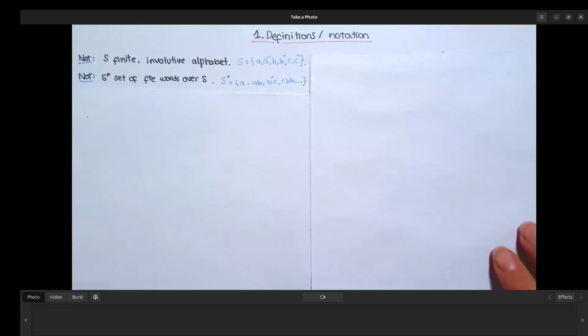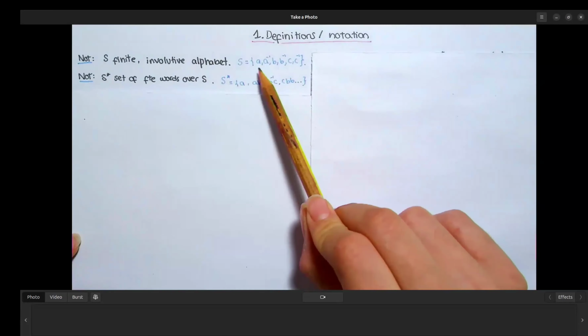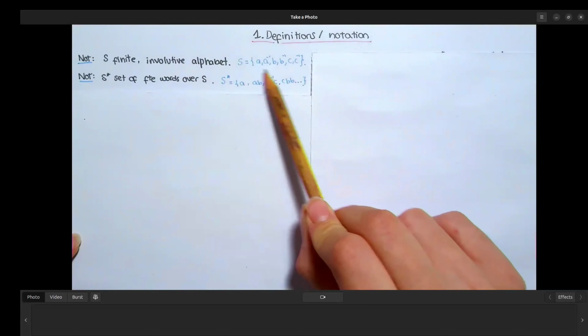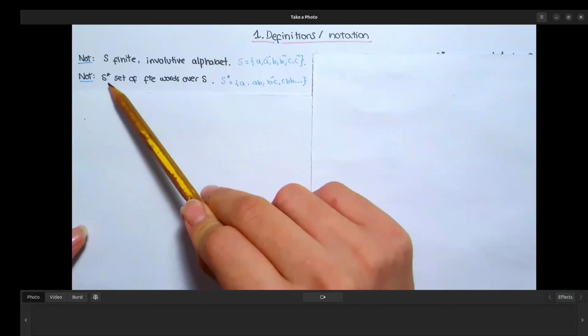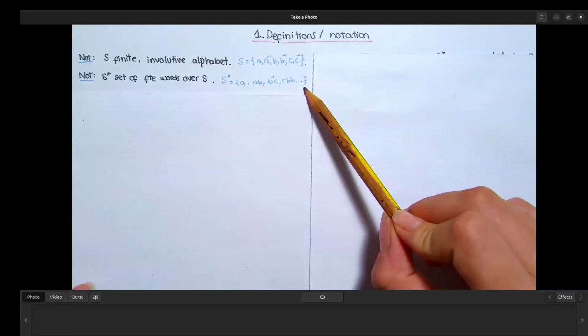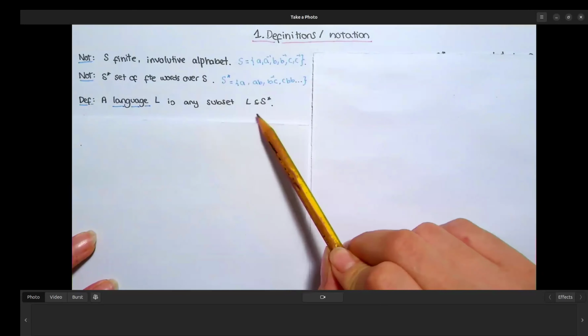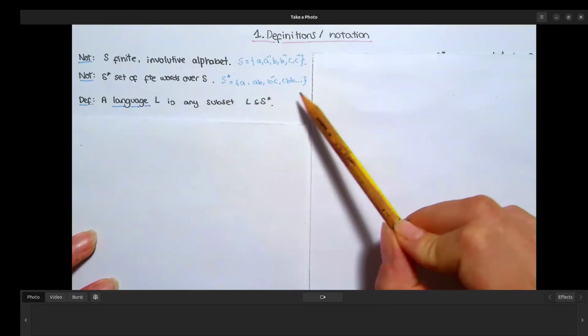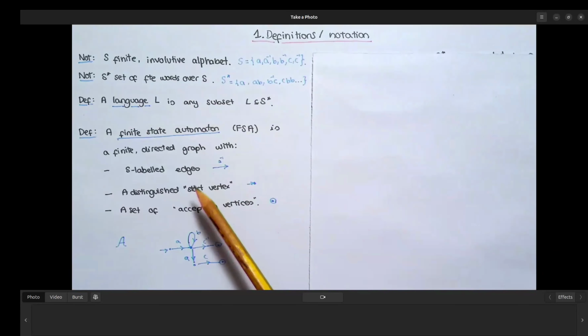So to start with, during this talk, I'm going to be referring to S as a finite involutive alphabet, and with involutive, I just mean that there are some kind of formal inverses inside the alphabet. Then S star I'm going to use to denote the set of finite words over S. And when I say language, I'm just going to mean any subset of the set of words S star. And in this talk, finite state automata are going to be important, so I'm going to define them.